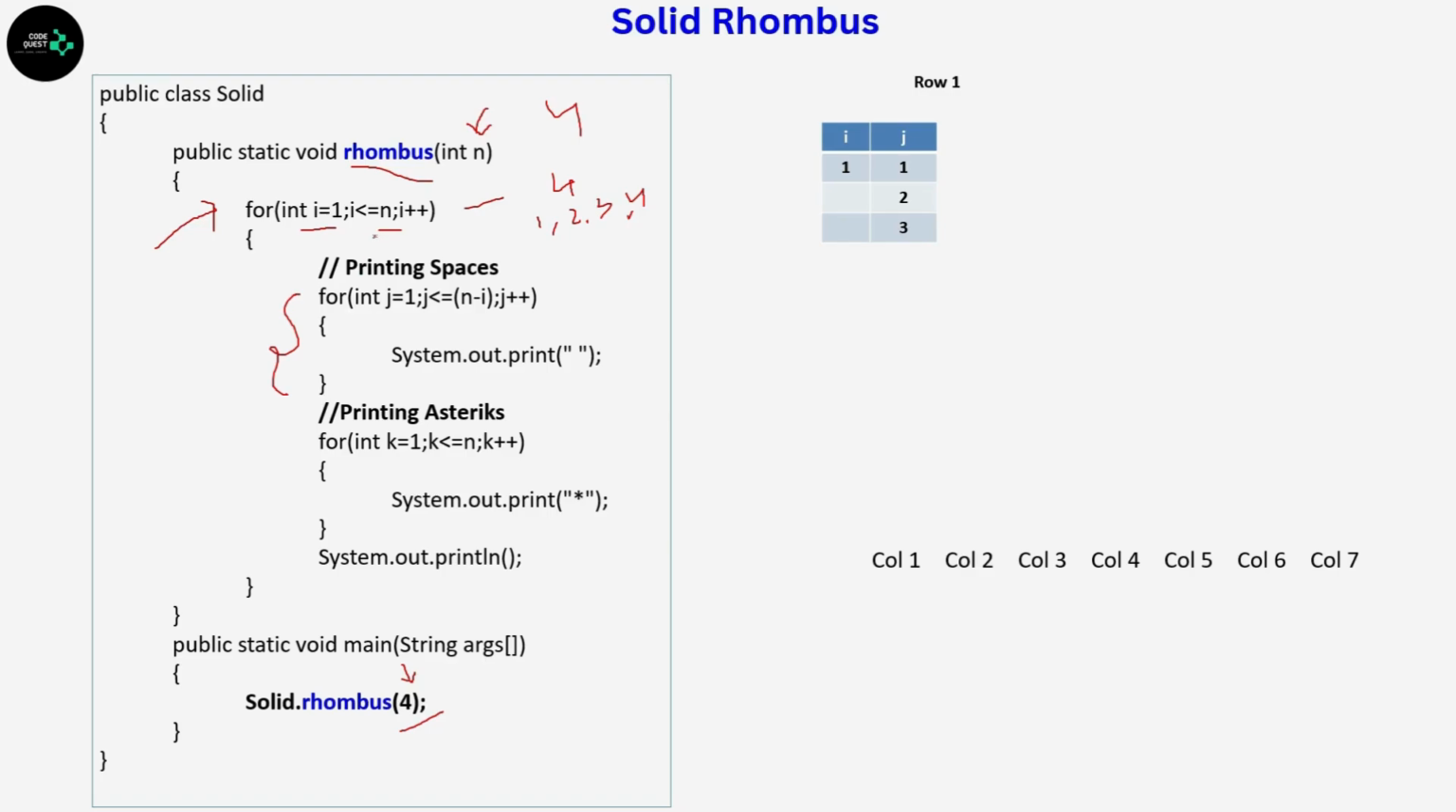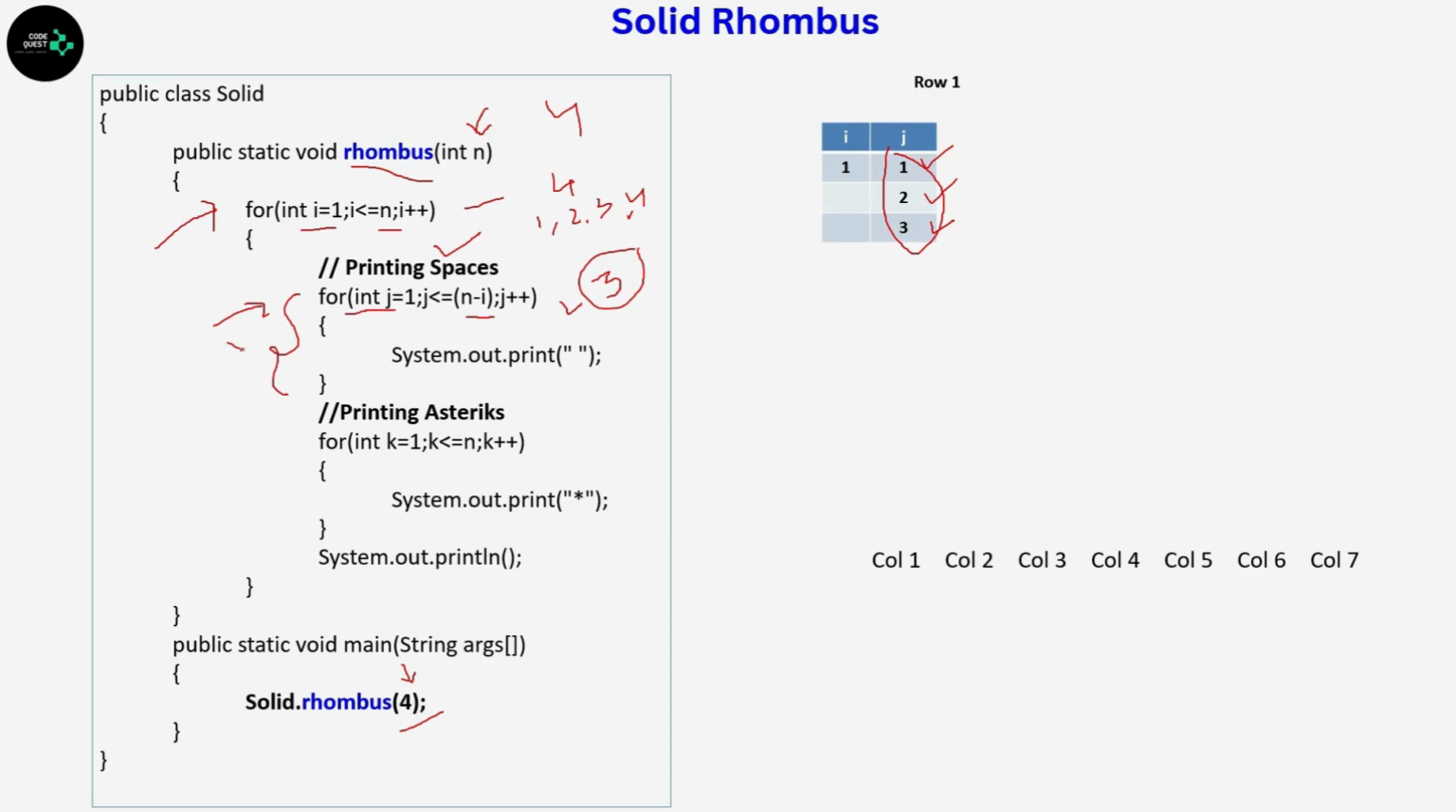Now when I value is 1, the inner for loop which is responsible for printing spaces has started with j value 1 and j less than or equal to n minus I. So what is n value? 4. So 4 minus I value 1 is 3. This for loop is going to execute 3 times for j value 1, 2 and 3, which means that many spaces are going to be printed at the beginning of your first row.